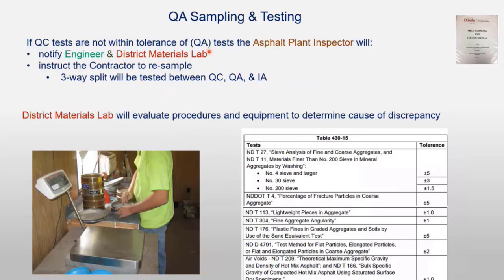And so if your QA tests and QC tests are out of tolerance as per the tables that are in the testing manual, then what normally happens here is the contractor has to resample, but when they resample, this is where the materials district lab comes into play. They get a 3-way split. Now we're talking about a split of aggregate, not a separate sample. We're talking about a 3-way split between all the parties, and then that gets run, and then we determine what the discrepancy is, and then we move forward from there.